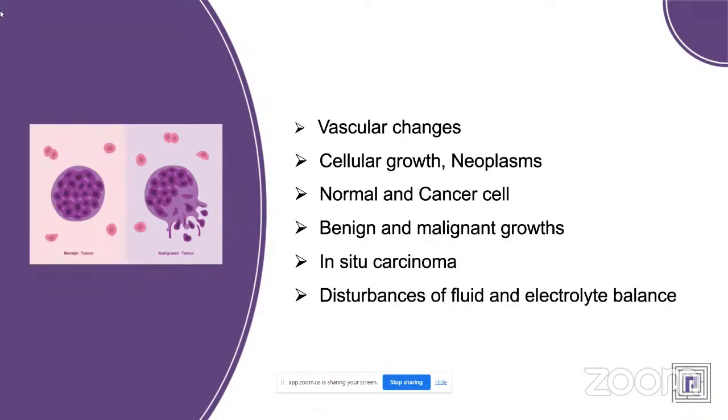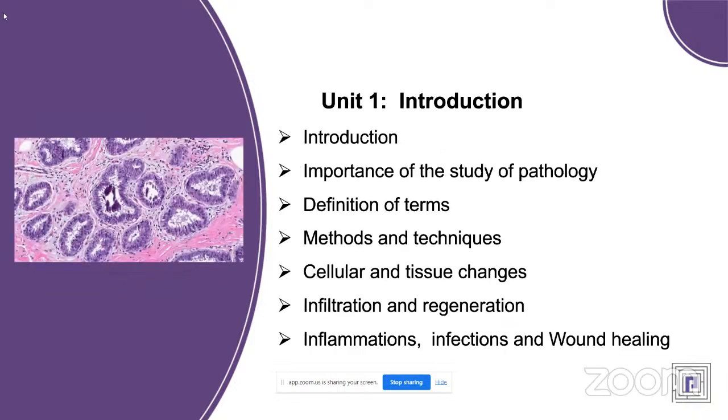These are the vascular changes, cellular growth, neoplasms, normal and cancer cell, benign and malignant growths, what is in situ carcinoma, and what are the disturbances of the fluid and electrolyte balance. All these are topic names. These topics are discussed in this unit, and they are discussed in detail in the main classes.